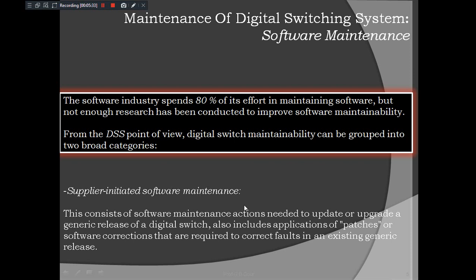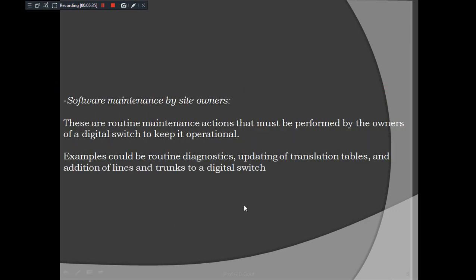So these are the things provided by the supplier of the particular digital switch for software maintenance. Another one is software maintenance by the site owners. This normally includes routine diagnostics, which they run routinely to take care of the proper functioning of the system, updating of translation tables, done routinely or on a scheduled basis, and addition of lines and trunks to a digital switch. These are provided by the owners.